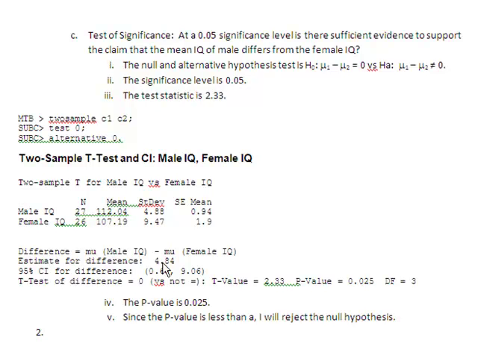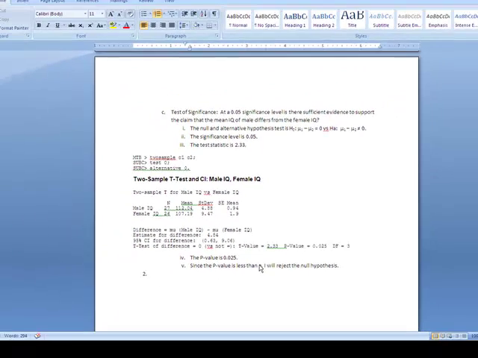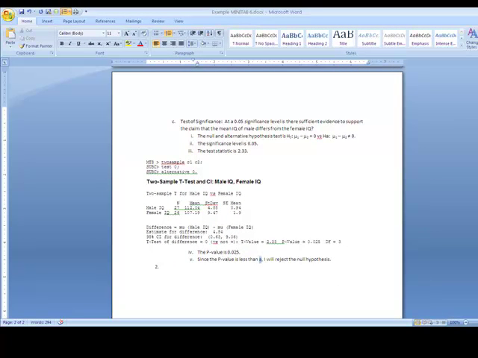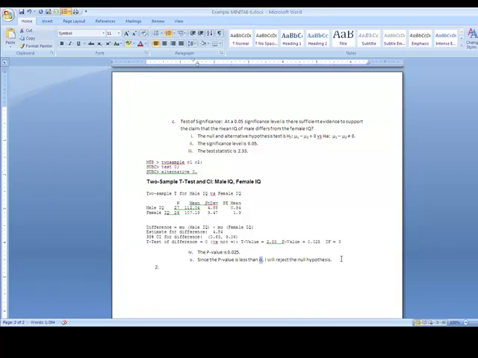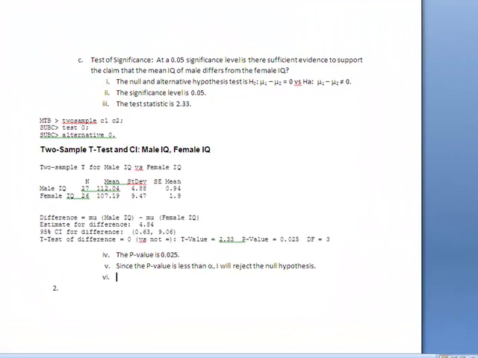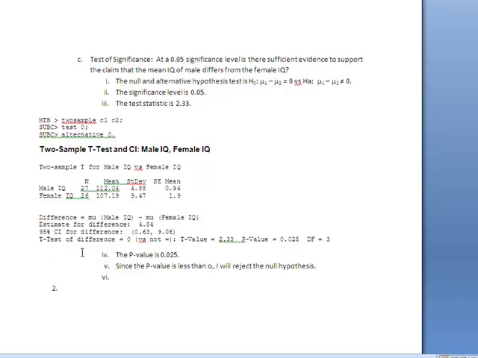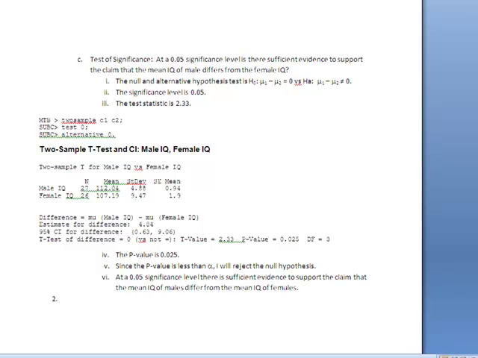So I start to write that, and then I change my A to alpha by going in here and changing that to the symbol. Okay, so I've got my alpha now. And now I'm ready to state my answer in terms of the problem at a 0.05 significance level. Since I rejected, there is sufficient evidence. So you'd have at a 0.05 significance level, there is sufficient evidence to support the claim that the mean IQ of males differs from the mean IQ of females.